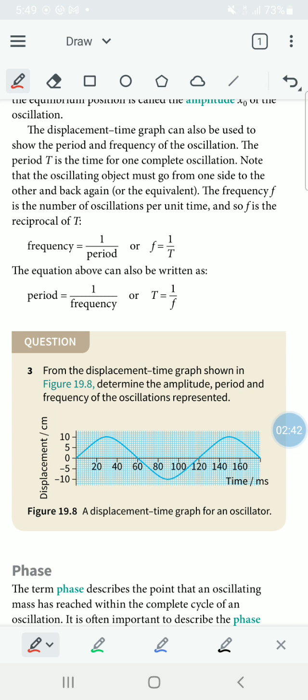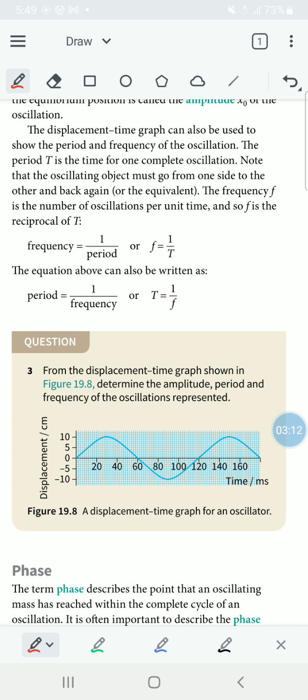Then let's go to the next part of the question, that is finding the frequency. To find the frequency, the equation is 1 upon period. So the period has to be given not in milliseconds but in seconds. So 120 milliseconds is 0.12 seconds.